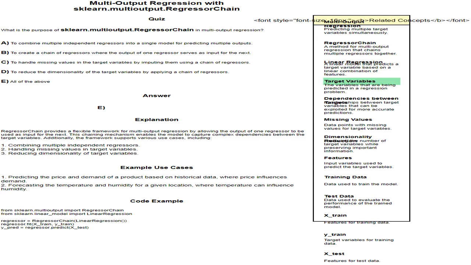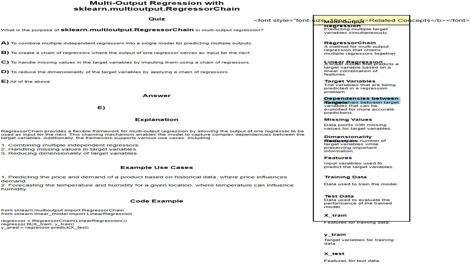Target variables: the variables that are being predicted in a regression problem. For example, predicting the price of a car, the age of a customer, and their probability of buying a specific product, all based on their demographic and browsing history information.